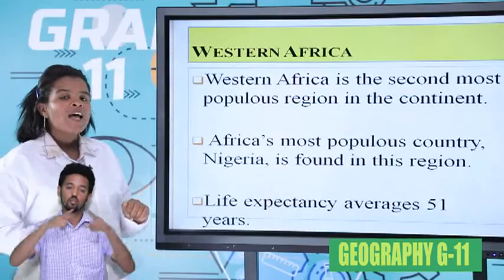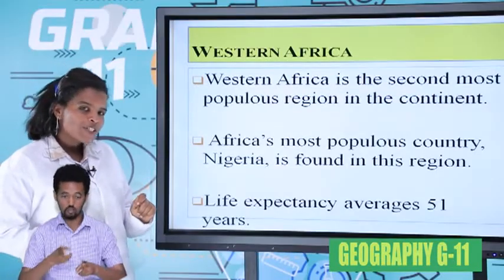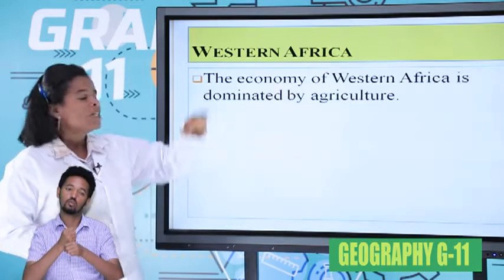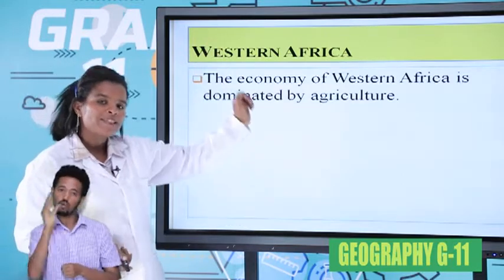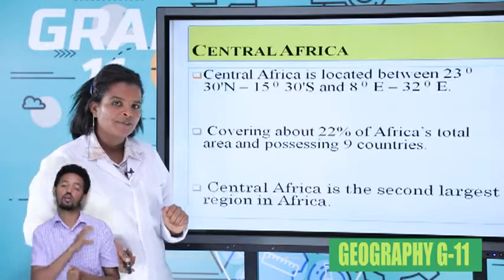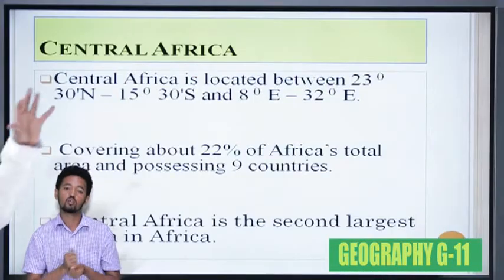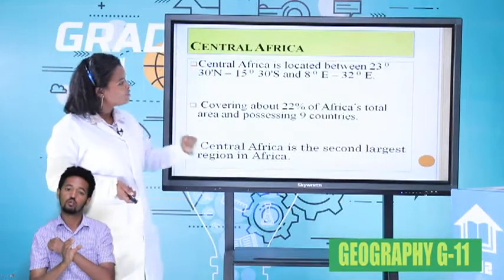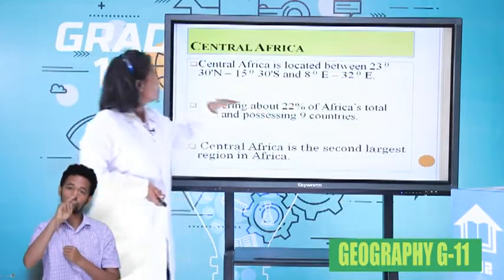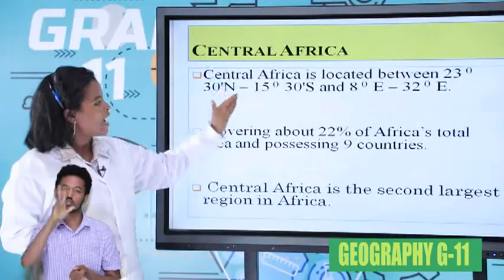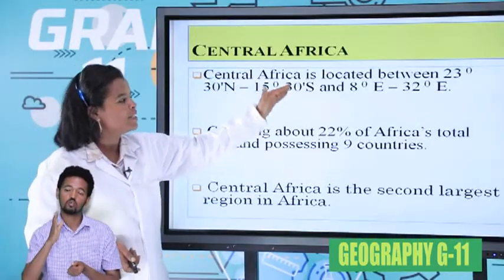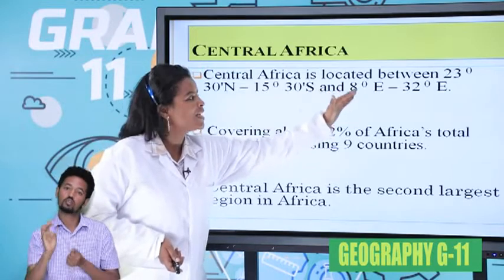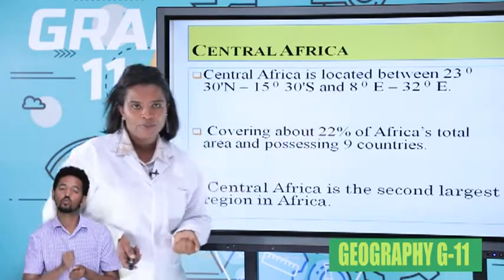The life expectancy of the people of this region is 51 years. The Western Africa economy is dominated by agriculture. When you see the Central Africa location, Central Africa is located 28 degrees 30 minutes north and 50 degrees 30 minutes south, and 8 degrees east to 32 degrees east longitude.